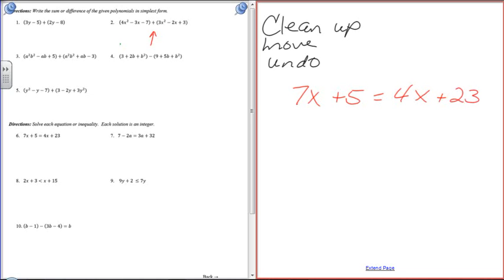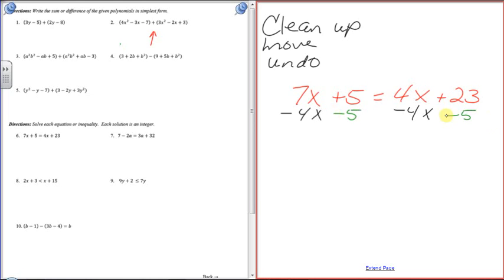That means it's time to move things around. Moving things around means terms with x's will go to one side. So I'll move the 4x to the other side by subtracting it. And if I subtract it in one place, I've got to subtract it in the other. I'm going to move the constants to the right-hand side, and I'll do that by subtracting it.